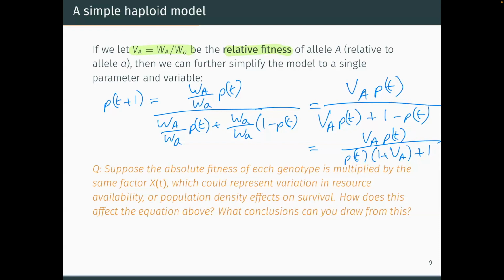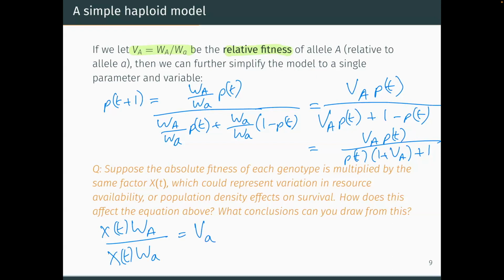Yeah. Remains the same. Exactly. So what this tells us is, let's see if I just do it explicitly here, we're multiplying the absolute fitness of each of our alleles by the same thing. Obviously, this just cancels out and we end up back in the same model. So as long as environmental effects affect both of the alleles the same, then everything just factors out and they don't affect selection at all.